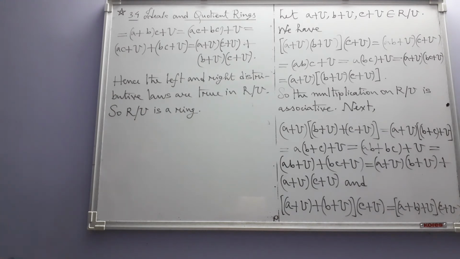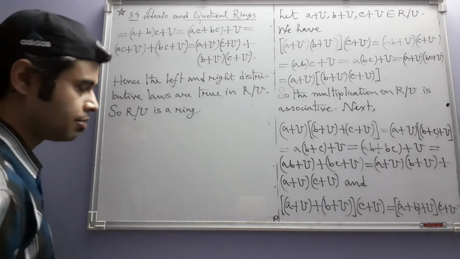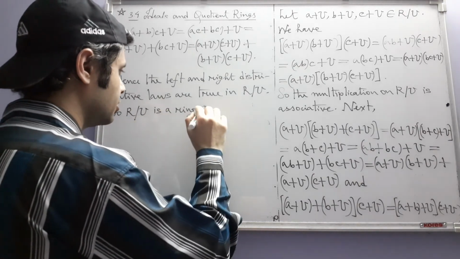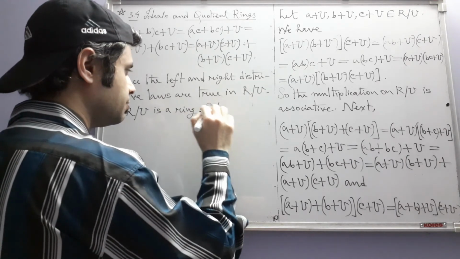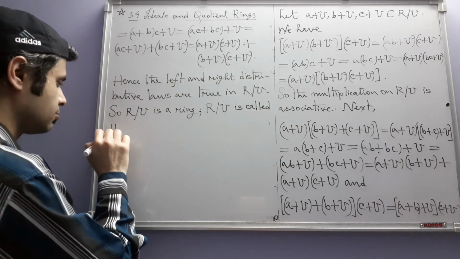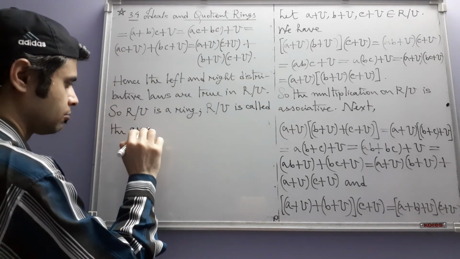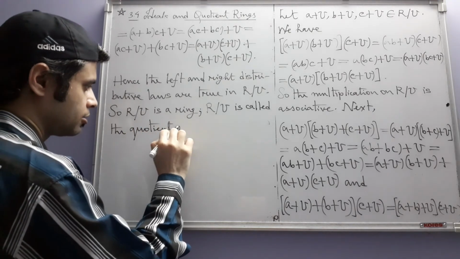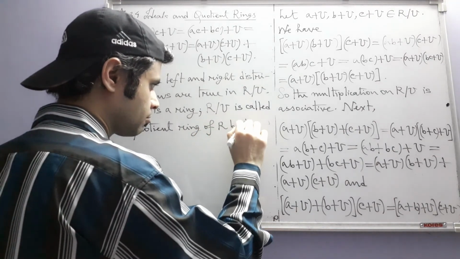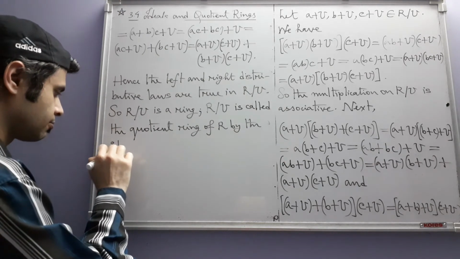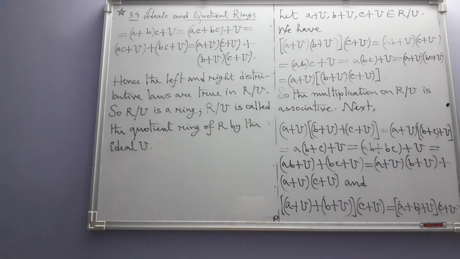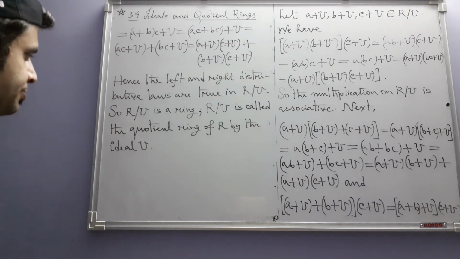Now there are two more things that can be said about this ring. First of all, let us say what it is called. R by U is called the quotient ring of R by the ideal U. Just like quotient groups are sometimes called factor groups, quotient rings also are sometimes called factor rings.